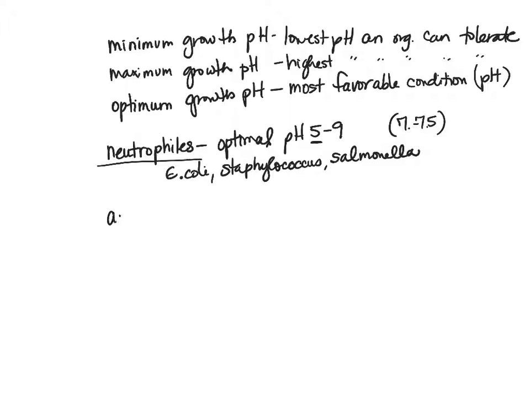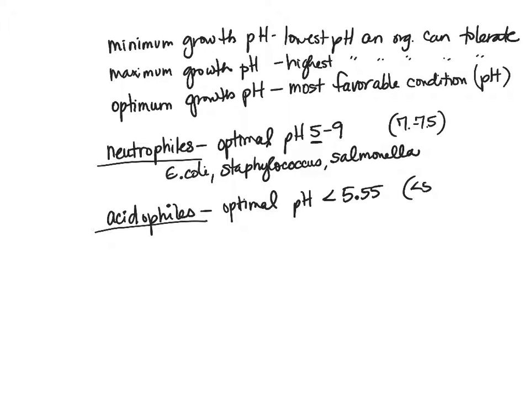Then we have acidophiles. And acidophiles, as you can probably guess, like things to be acidic, and their optimal pH is going to be less than 5.5. So there's a little bit of overlap between neutrophiles and acidophiles, but generally it's below 5.5, the text says, so below 5. And so some examples are Sulfolobus and Lactobacillus.